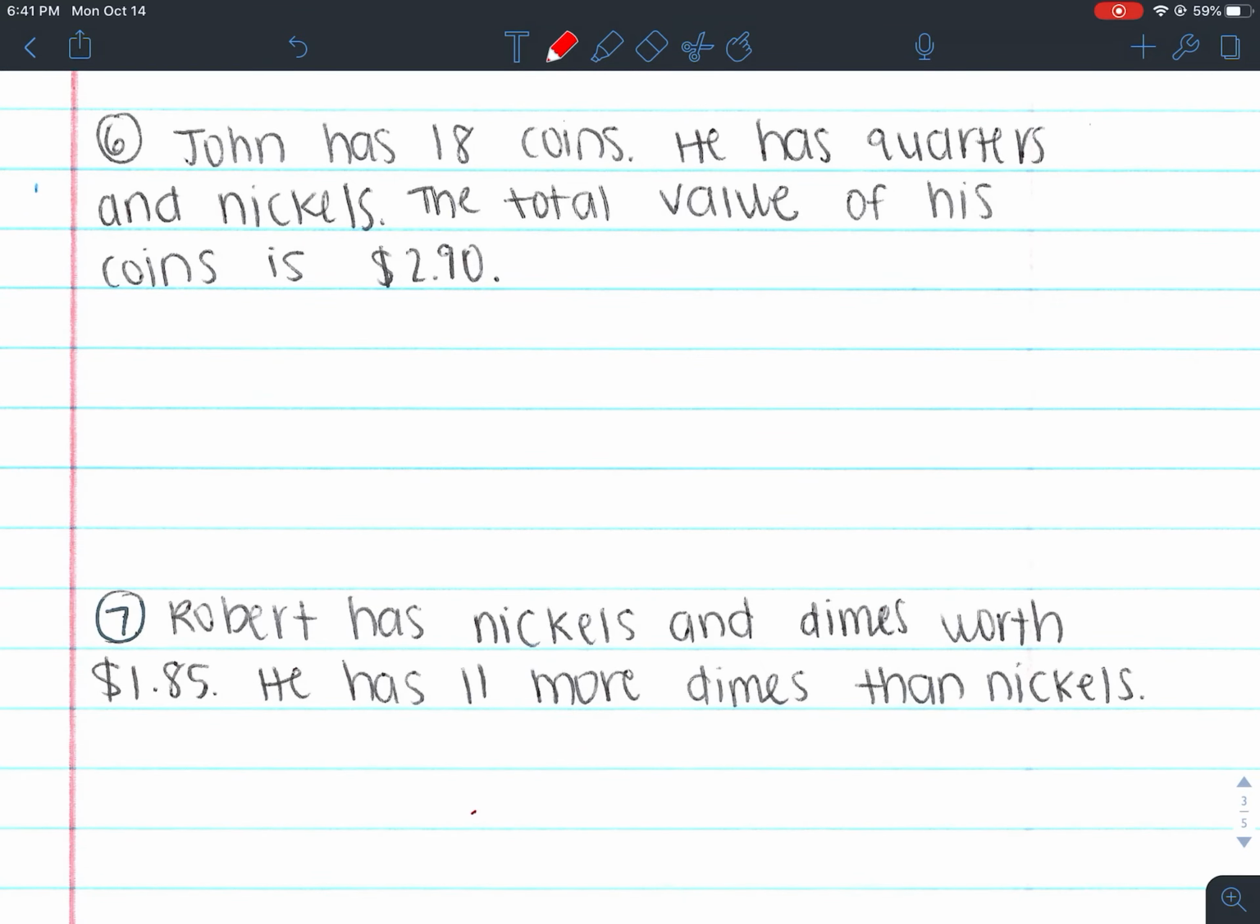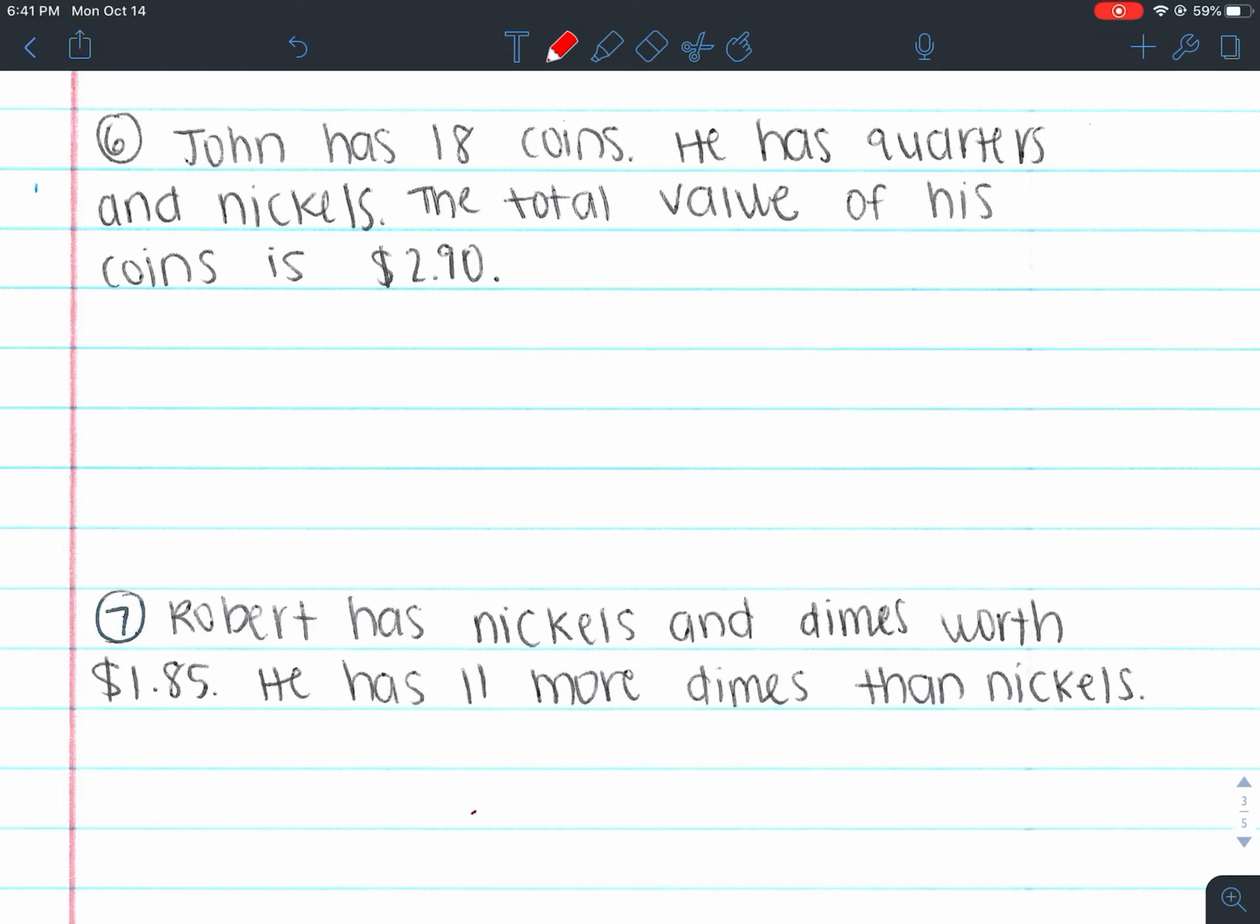So, number 6. John has 18 coins. He has quarters and nickels. The total value of his coins is $2.90. Okay, so these are problems that you will see again, I promise. But they are also problems that we do sometimes struggle a little bit with setting up, and it's because sometimes if we don't read very carefully, it can trick us.